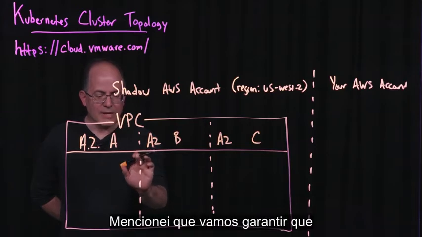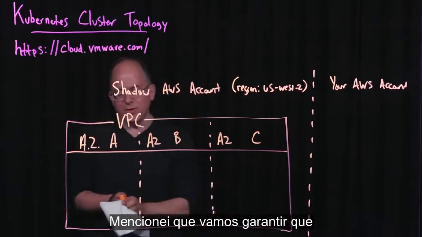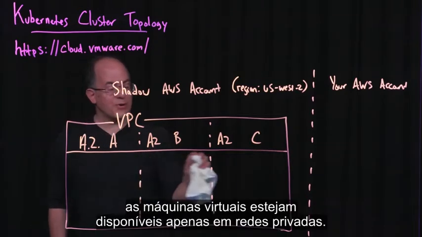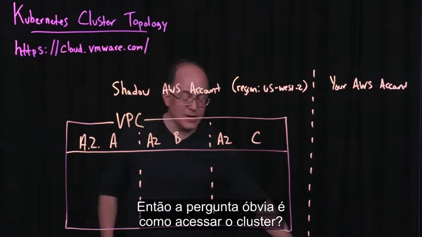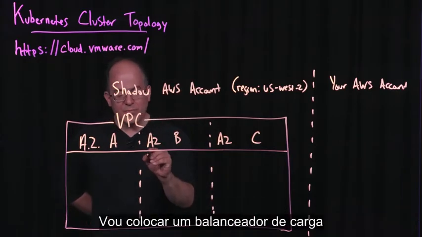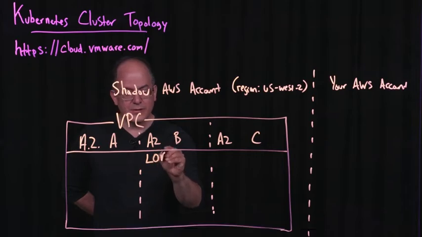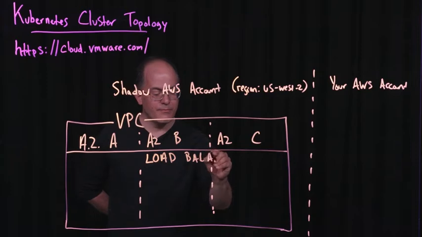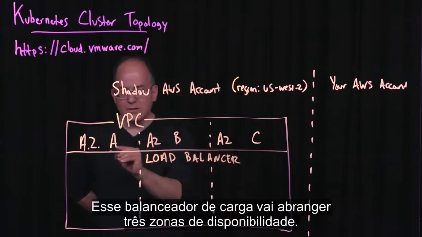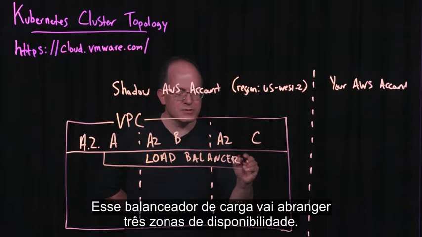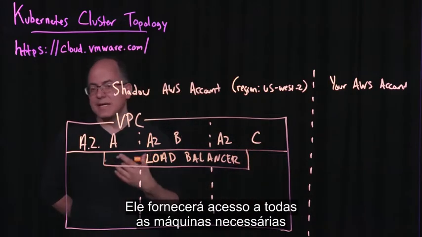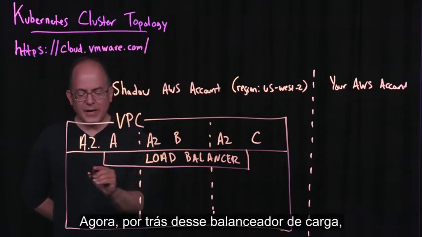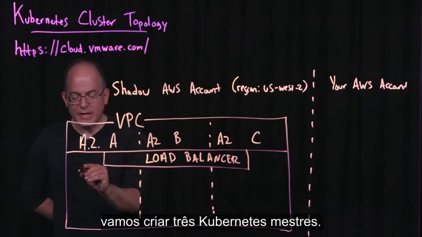And I mentioned that we're going to make sure that the cluster is only available to you, the virtual machines are available only on private networks. So of course the question is begged, how do you get access to the cluster? I'm going to put a load balancer in front of the cluster. This load balancer will span the 3 availability zones, and it will provide access to all of the necessary machines within the cluster.